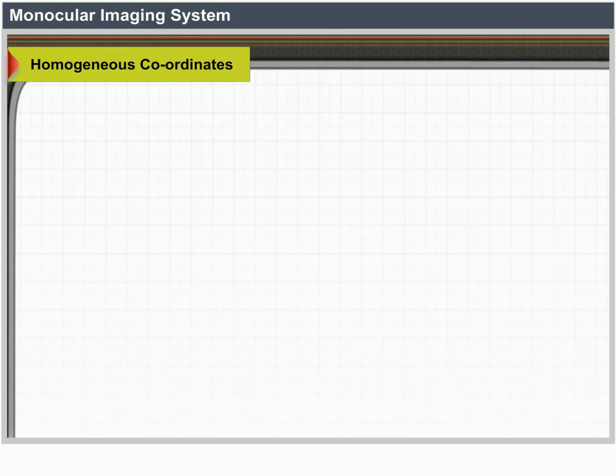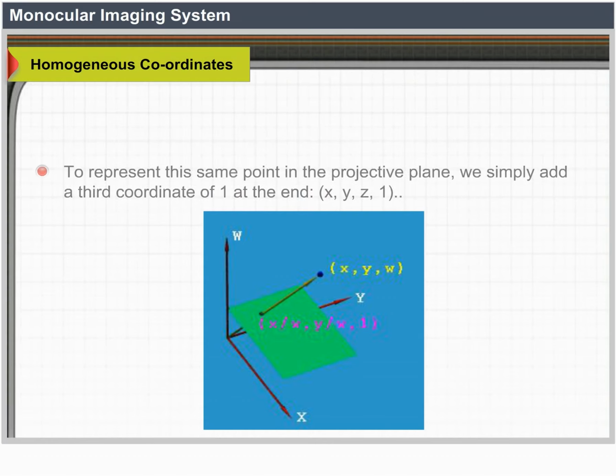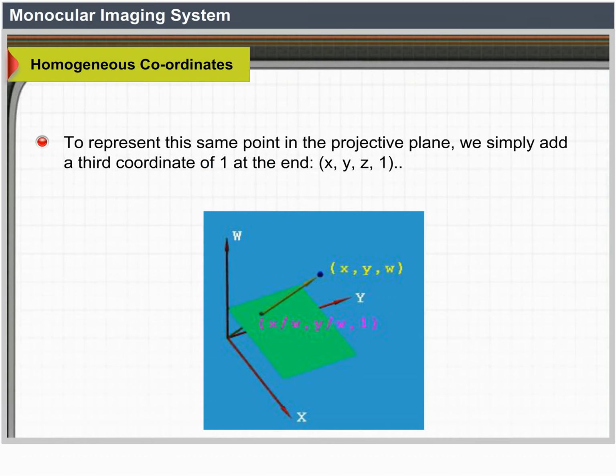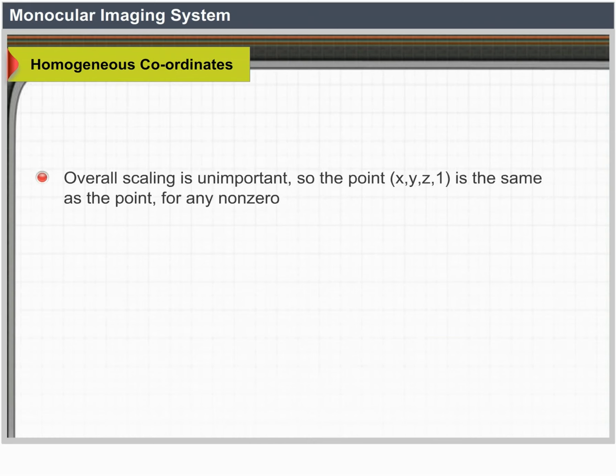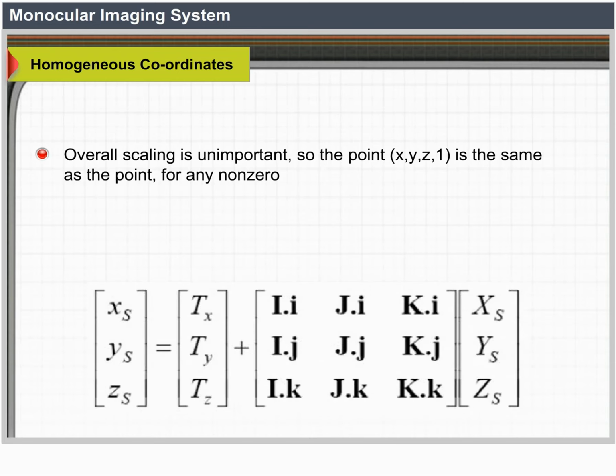Homogeneous coordinates. Suppose we have a point x, y, z in Euclidean space. To represent the same point in projective space, we simply add a coordinate of 1 at the end: x, y, z, 1. Overall scaling is unimportant, so the point x, y, z, 1 is the same as the point scaled by any non-zero value. Please refer to the matrix of homogeneous coordinates on screen.